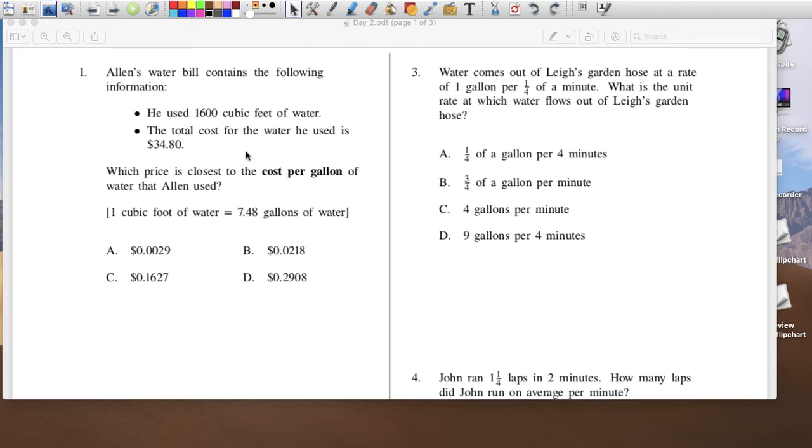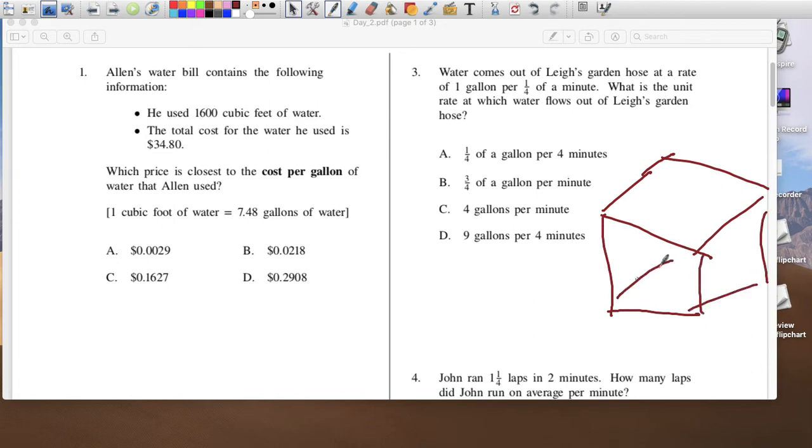Alan's water bill contains the following information. He used 161,600 cubic feet of water. The total cost of water he used is $34.80. Which price is closest to the cost per gallon of water that he used? Well, we have a little key here that says 1 cubic foot of water equals 7.48 gallons of water. So a cubic foot, imagine a cube that's 1 foot all around, and you pour water in here. So this would have 1 gallon of water, right? 1 cubic foot.